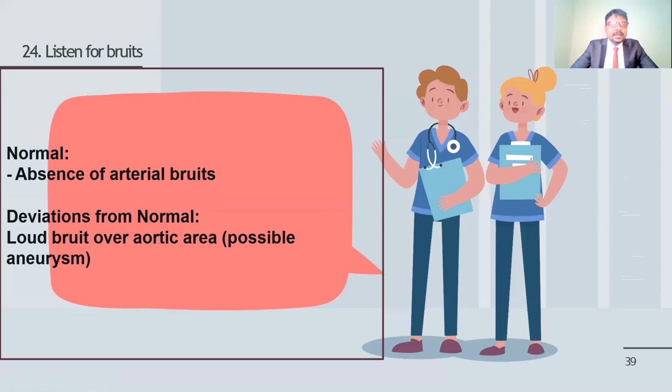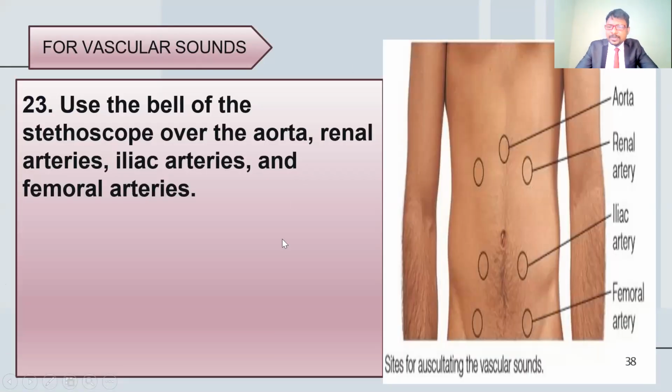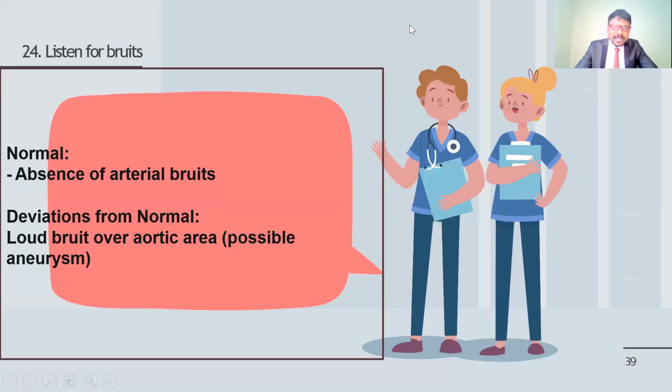Okay, listen for the bruits. Listening for bruits means checking for the absence of arterial bruits. Normally, while checking, the sounds over the aorta are going to be absent, and over the renal artery also. All these parts are going to be absent. This is the normal, but the deviation is a loud bruit over the aortic area.